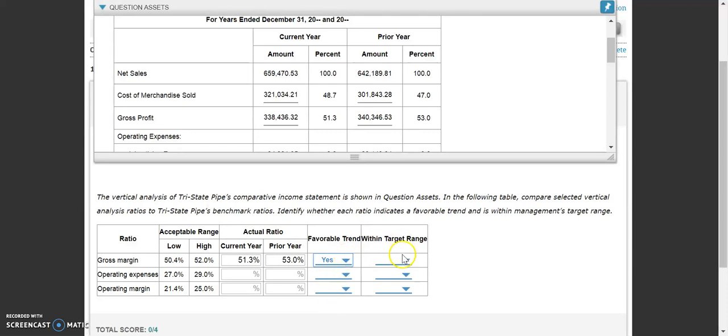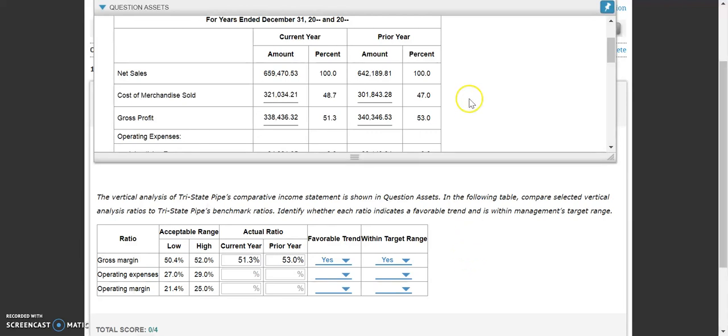And is it within our target range? So they list what our acceptable benchmarks are for our gross profit. And it says here 50.4 in between that and 52. So yes, we are within a target range for our gross margin.